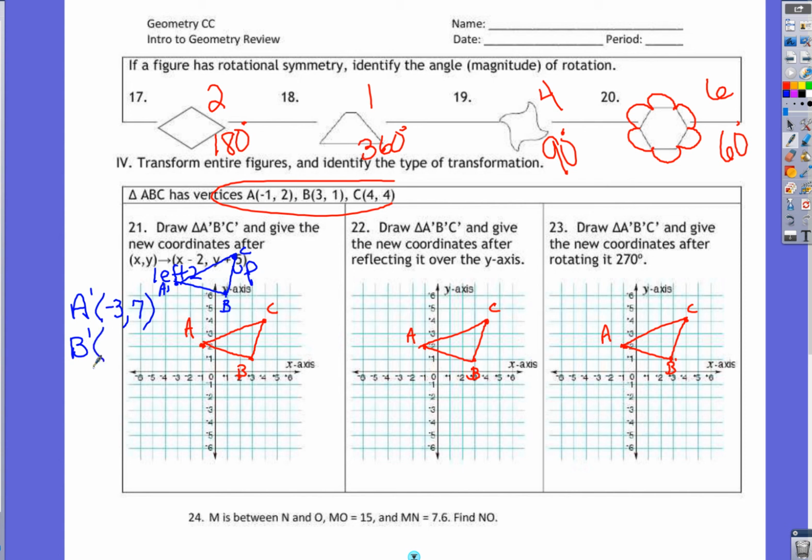B prime, I'm going to take my B, subtract the 2, take my Y, add the 5. And guys, you do have one very similar on your test tomorrow. So 4 minus 2 is 2, and then 4 plus 5 is 9. As you can see, it's way off my chart, off my graph. Questions on that one?